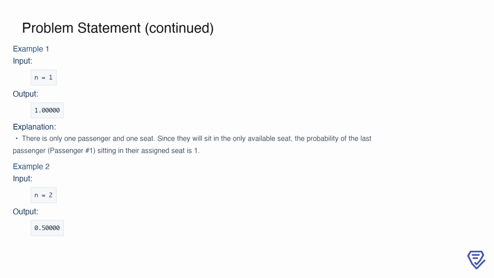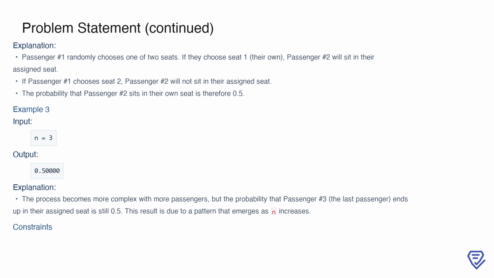In the second example, when n is 2, things get more interesting. Passenger number 1 randomly chooses one of the two seats. If they happen to choose seat 1, passenger number 2 will sit in their assigned seat, seat 2. On the other hand, if passenger number 1 chooses seat 2, then passenger number 2 cannot sit in their assigned seat. Since passenger number 1's choice is completely random, there's a 50% chance for each scenario, so the probability that passenger number 2 sits in their assigned seat is 0.50000.